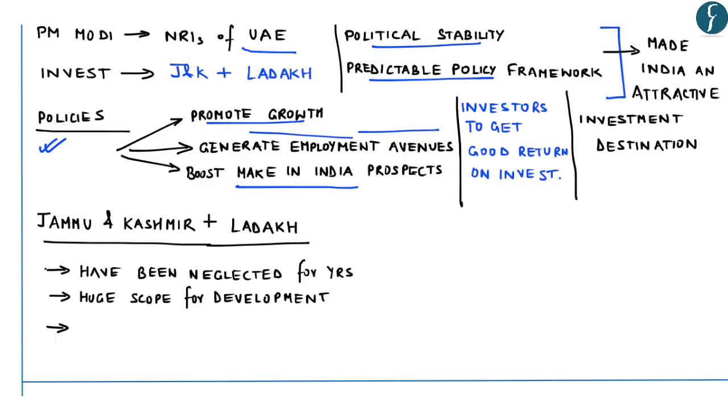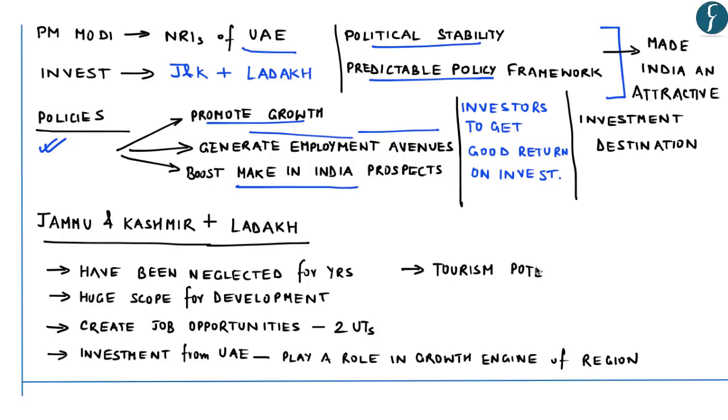Further, the Prime Minister gave special impetus to developmental initiatives taken in Jammu and Kashmir and Ladakh and said that investment by the NRI community will play a major role in the growth engine of India and also will help in creating job opportunities for the youth in the two Union Territories. Further, the Prime Minister also highlighted the tourism potential of the region and asked the investors to invest even in tourism.